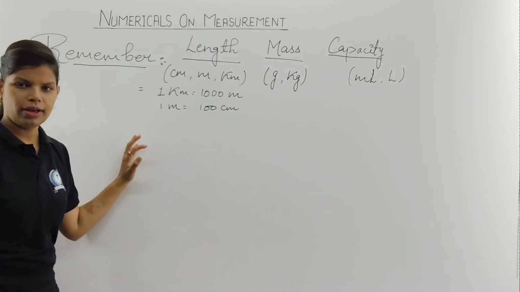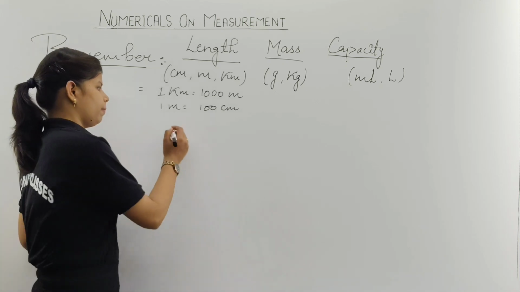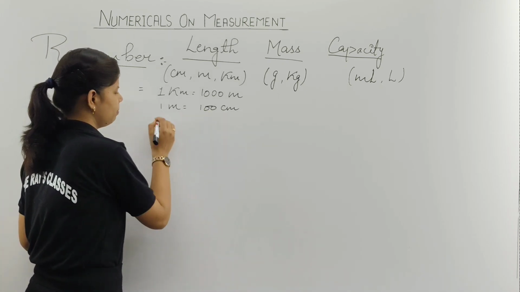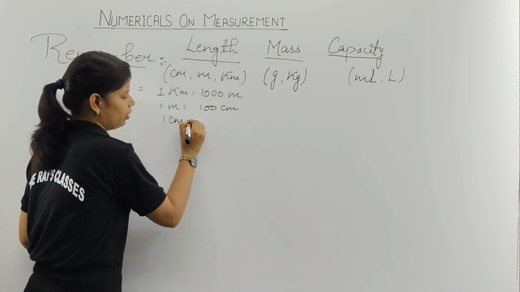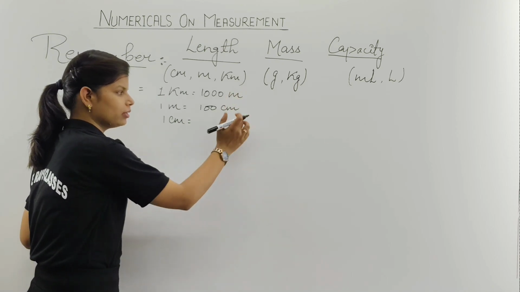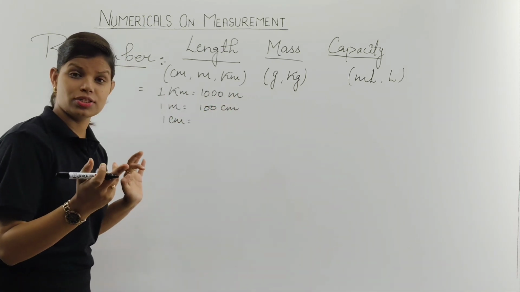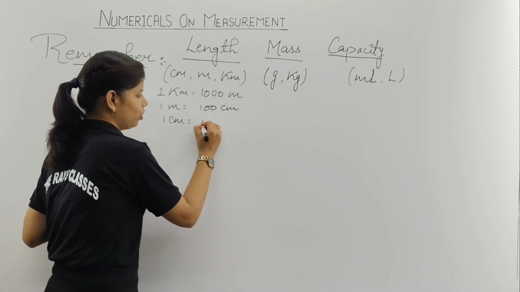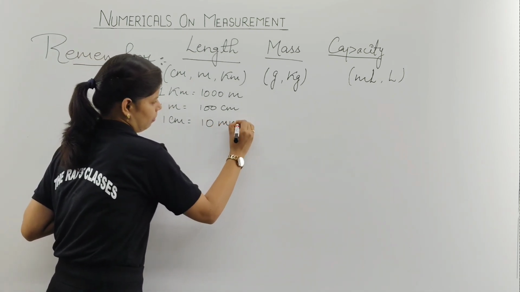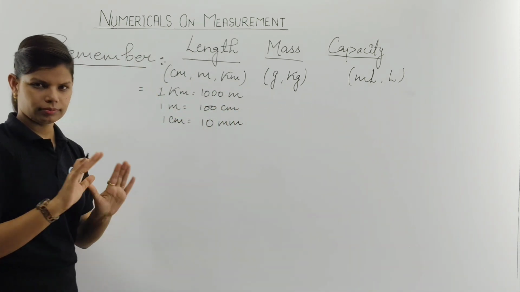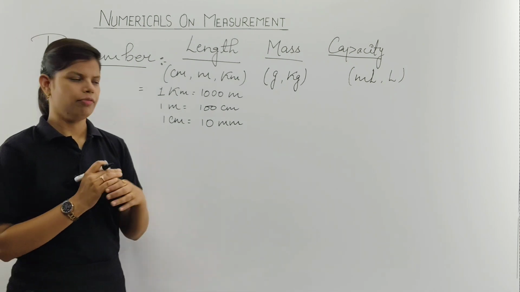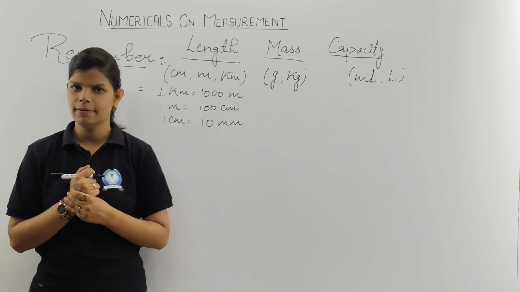Next, one more we have. Can you guess what the third one is? Please give your answers. Good. So the answer is: 1 centimeter equals what? Whether I will write meter or centimeter? No, we are not going to write these two. We have another smallest unit, and that is 10 millimeter. Hope you are clear with this. We are going to solve the problems based on this.